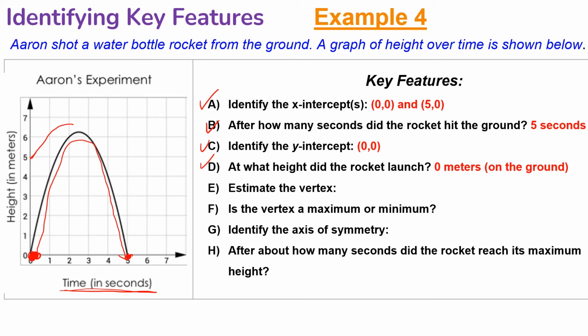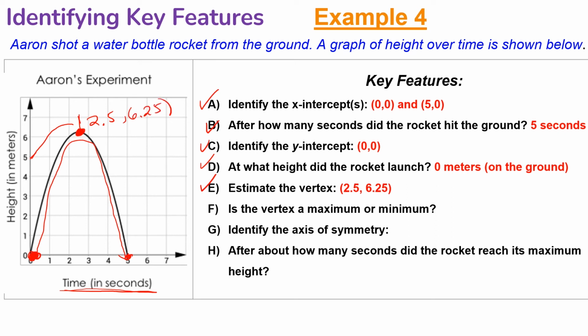Estimate the vertex. So I'm on part E now. The vertex would be here, right? So it would be the highest point on the graph. It's going to be at about (2.5, 6.25). So again, it's just the estimation.